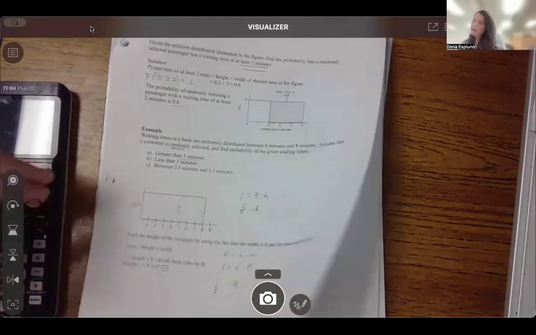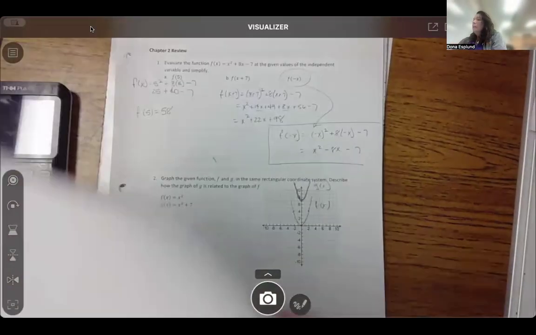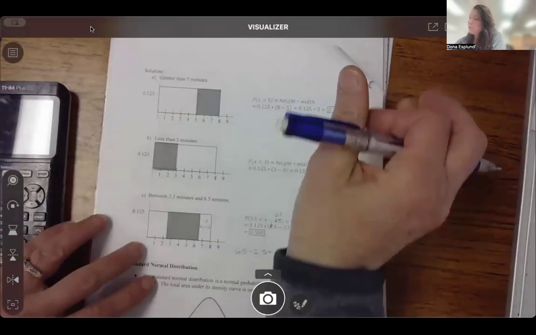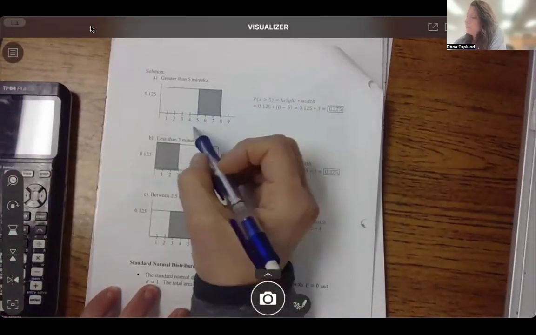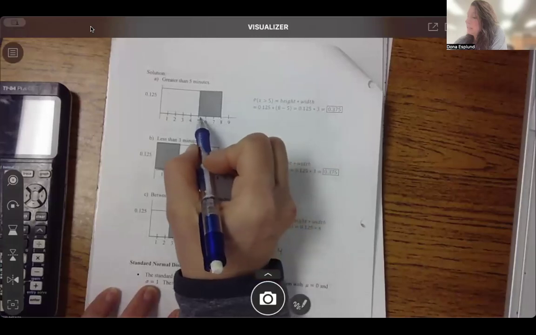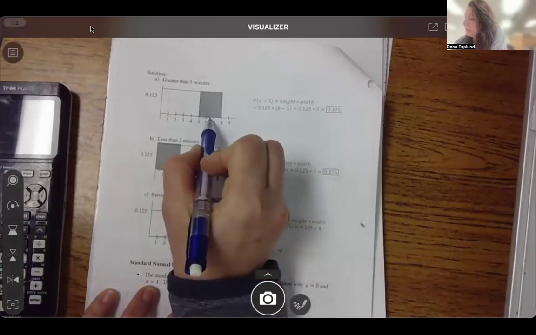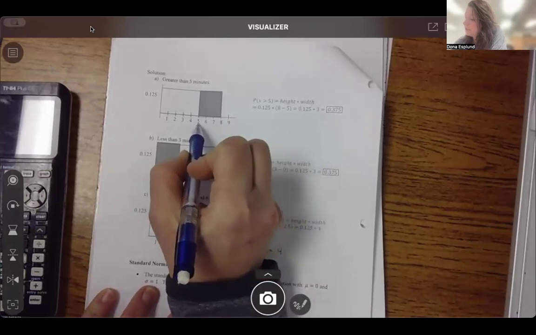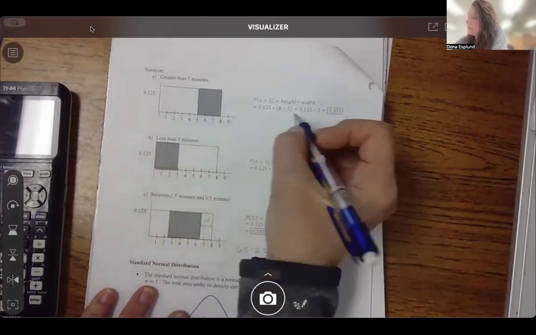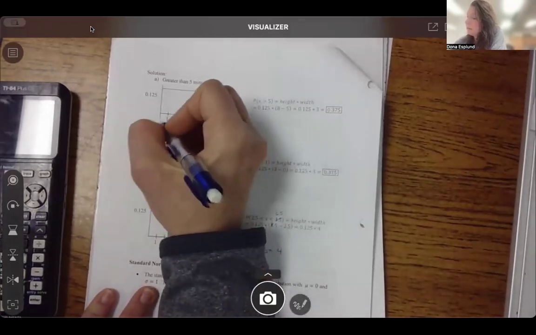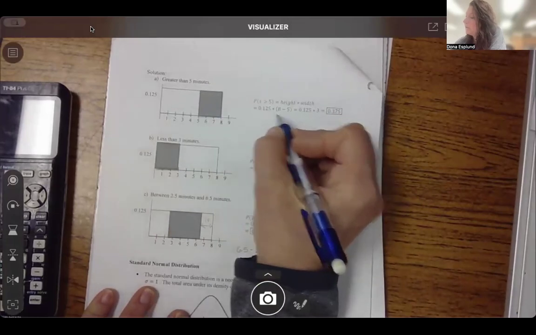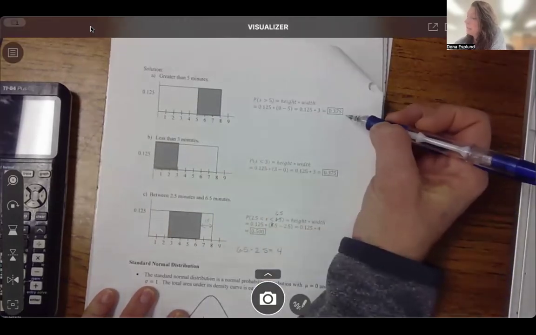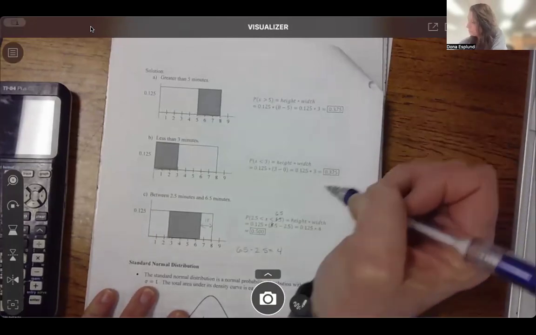So when I have that scenario, if I were to look for my probability of greater than 5 minutes, that indicates that I would have the length of my rectangle, which would be 8 minus 5, or 3. Then I'm going to multiply that times my height of 0.125. And then I'm going to get a probability of 0.375.